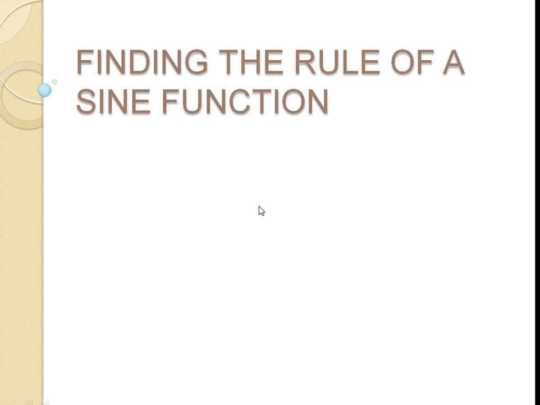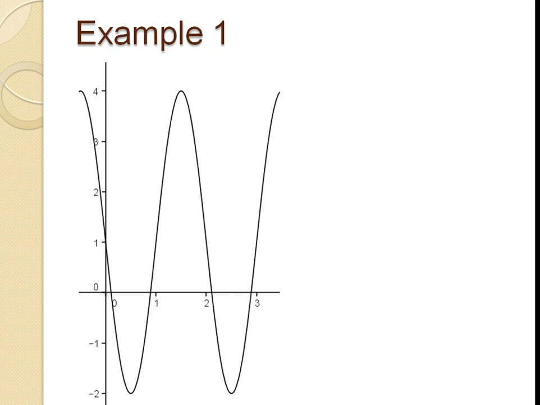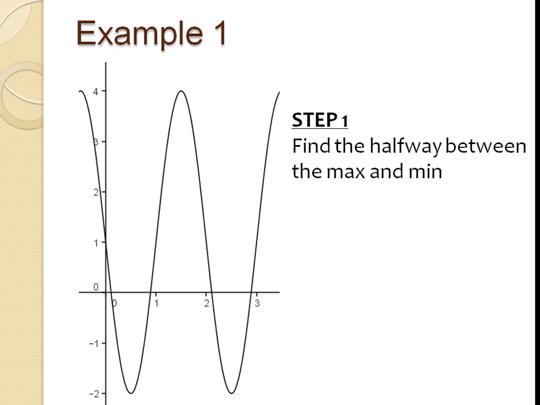Alright, so let's move on to finding the rule of a sine function. And for this, we're going to be using an example as we go through the 7 steps for finding the rule. So the first thing that we need to do is find the halfway between the maximum and the minimum. If you see this type of graph, first off, you know that it's a sinusoidal function because you're increasing, decreasing. You have this regular recurring pattern that follows a sine wave or a cosine wave for that matter.